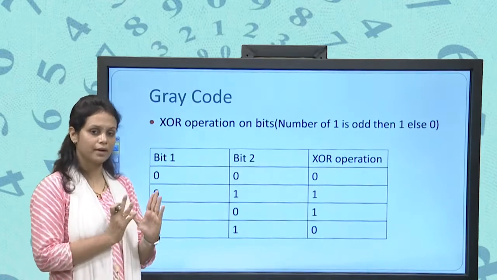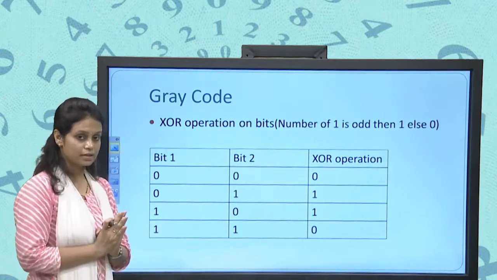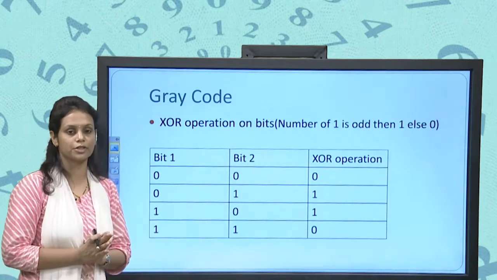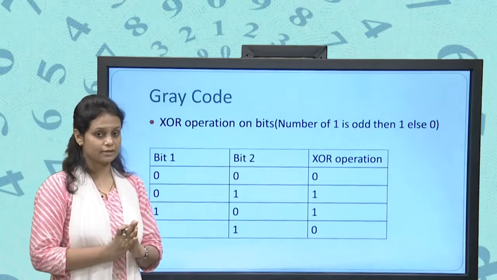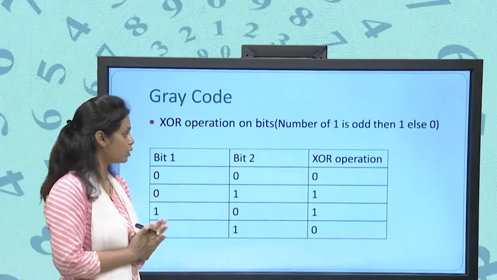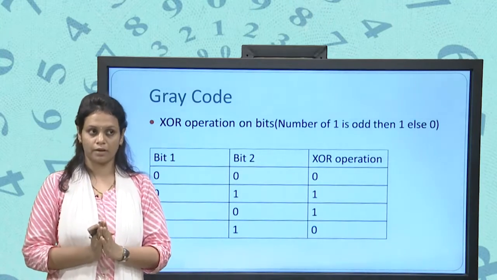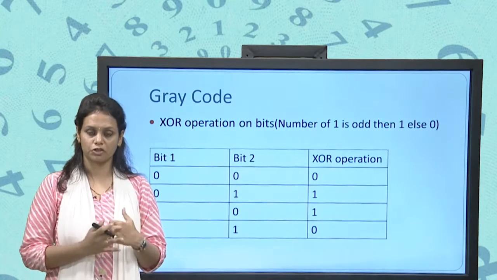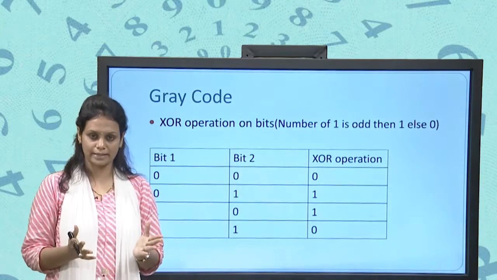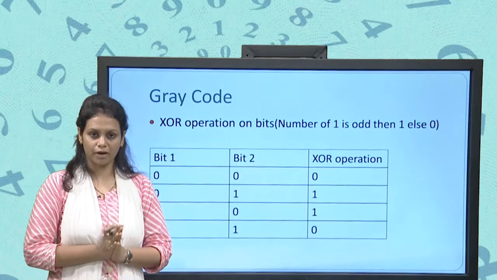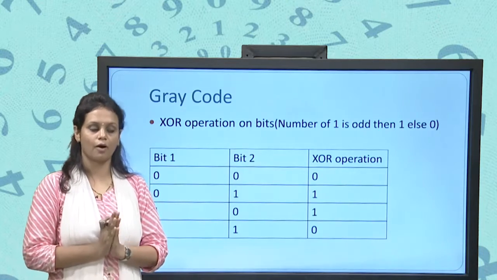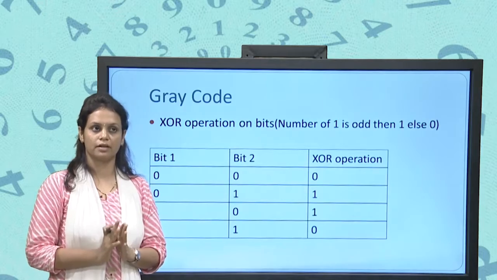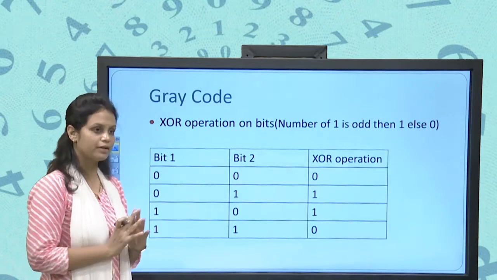I am repeating. How will we calculate the XOR, or what is the procedure in the XOR operation? If your 2 bits are the same, then the output of the XOR operation is 0, and if your 2 bits are different, then the output of the XOR operation is 1. Either we can say if the number of 1s is odd, then the output of the XOR is 1, and if the number of 1s is even, the output is 0. Okay, we will see the example.